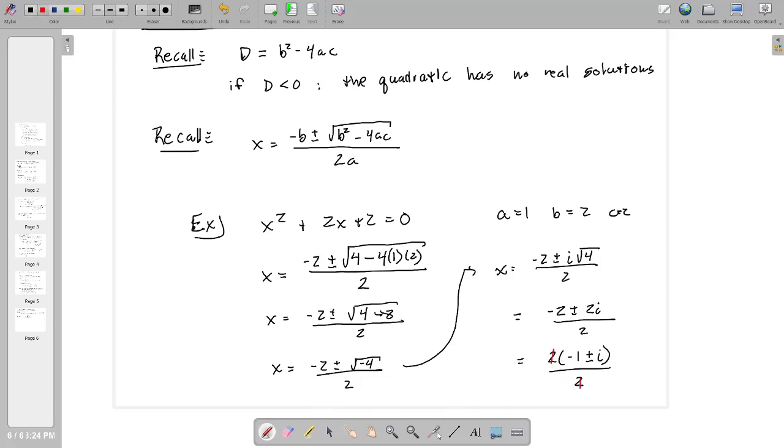Now, you have to be careful with this. Don't try to cancel a single 2 in the numerator with a 2 in the denominator. You have to factor the 2 out first. So our answer ends up being negative 1 plus or minus i.